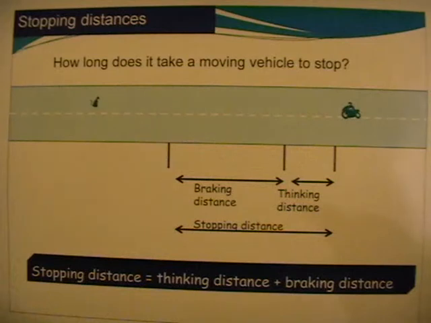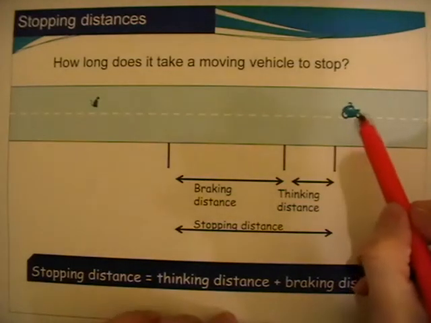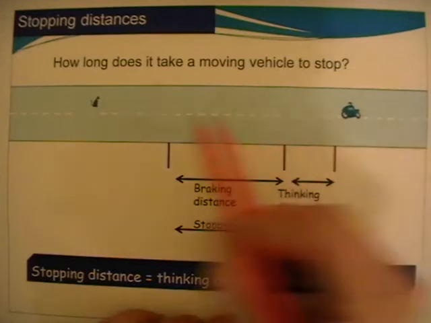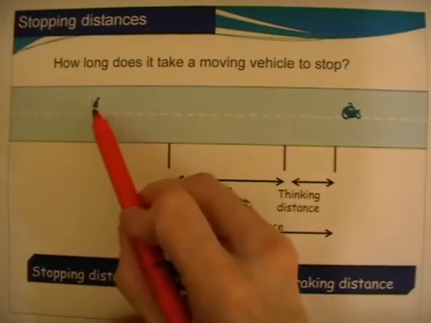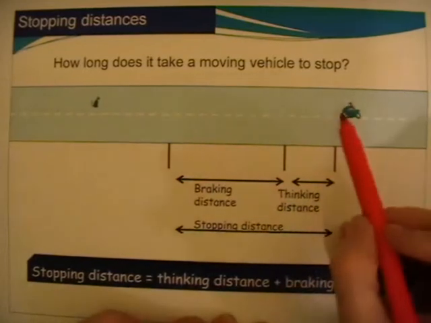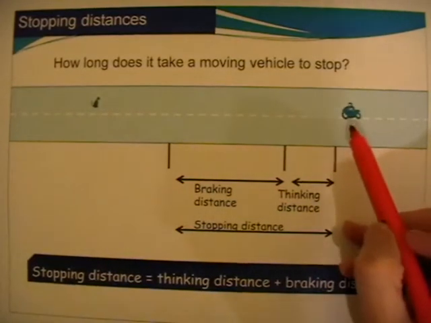This is the last part of motion, and this is about stopping distances. Very often you get a question in an exam that asks you about stopping distances, and in particular it might mention thinking distances and braking distances. So here you can see a motorcyclist coming along a road, and there's a little cat, and so the motorcyclist has to stop to make sure he doesn't hit the cat.